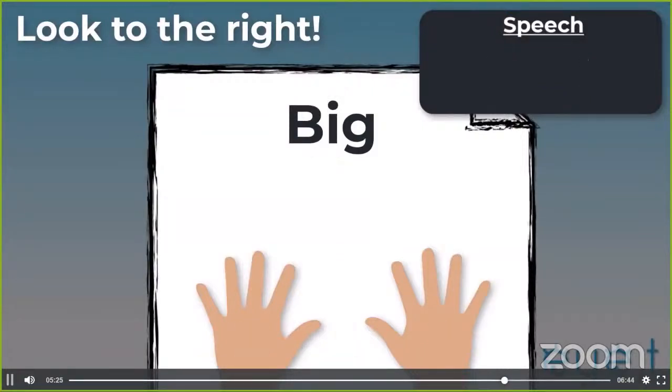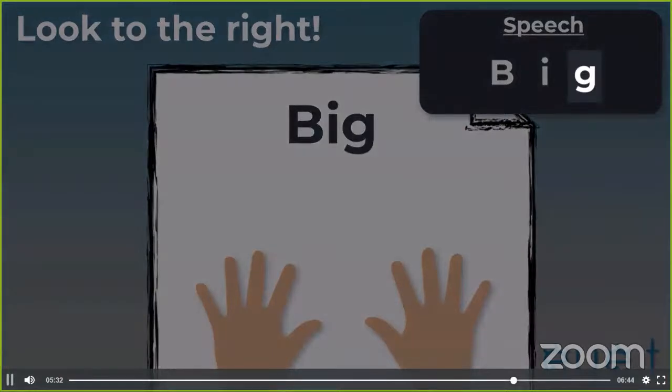Let's do another example with the same word. B. I. G. This time the screen reader stopped at G. Q, which two letters is my cursor between?